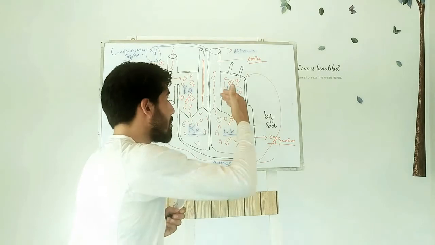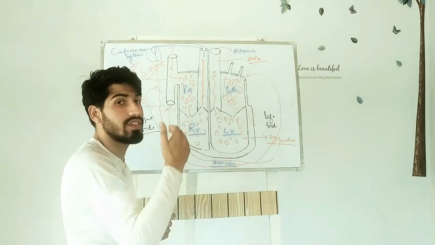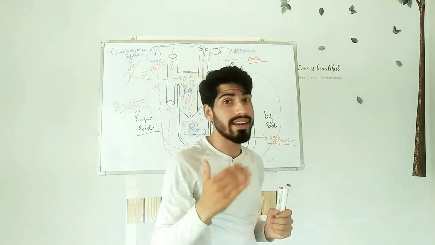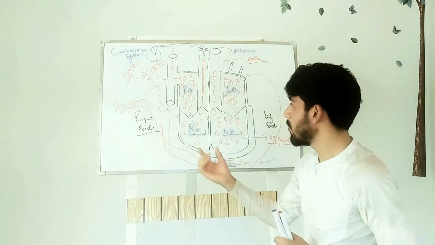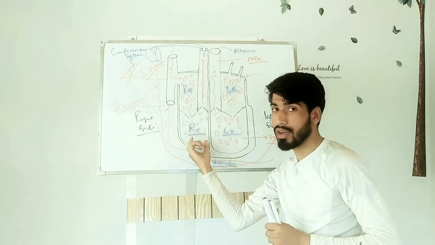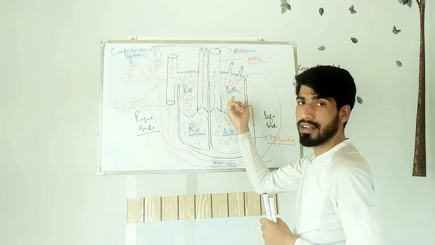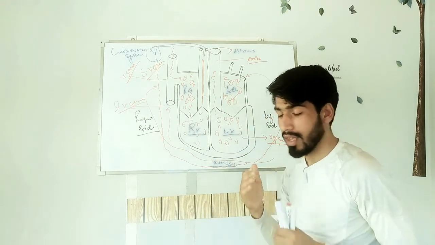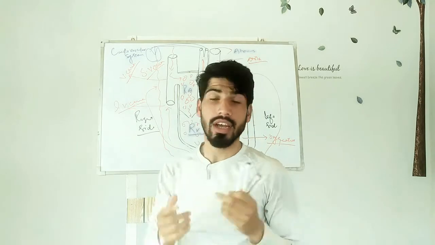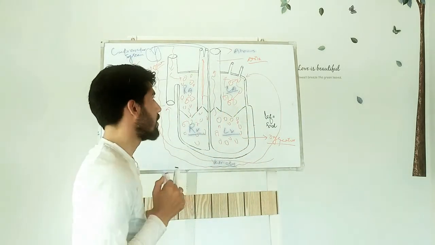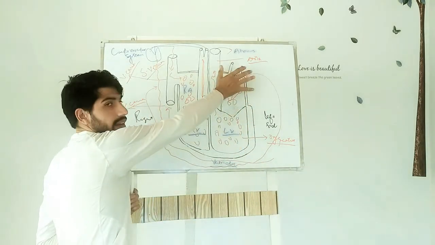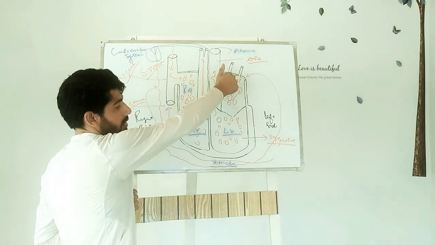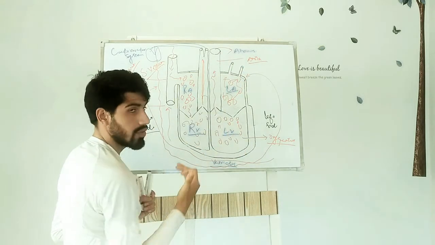And now in the left atrium the blood is oxygenated, meaning the blood is rich in oxygen. Here the blood was poor in oxygen. On this left side, in the left atrium, the blood is oxygenated, rich in oxygen. Now what happens in the left atrium? The left atrium contracts and the blood comes into the left ventricle.